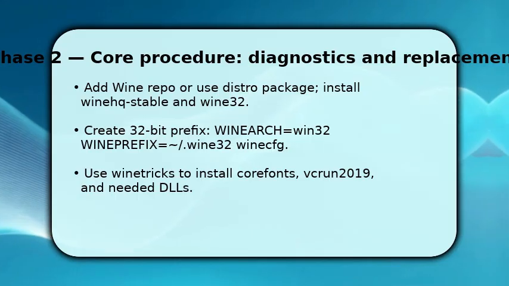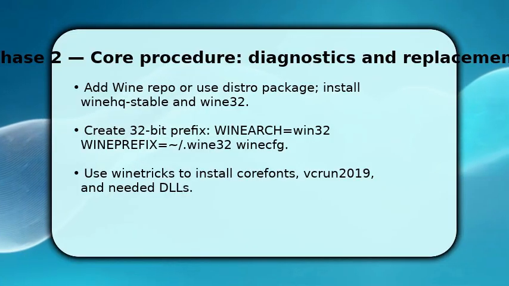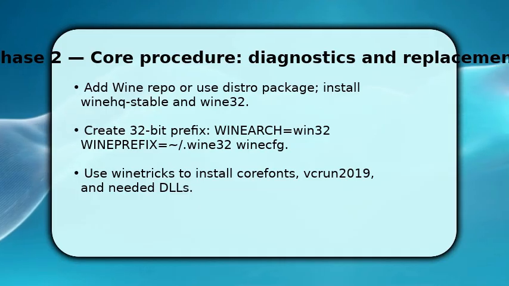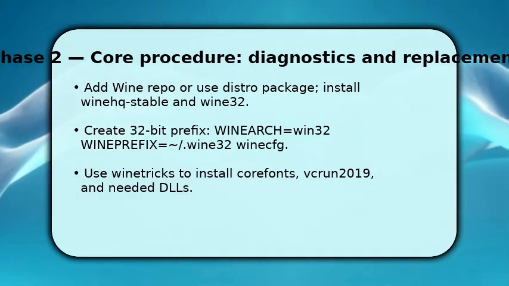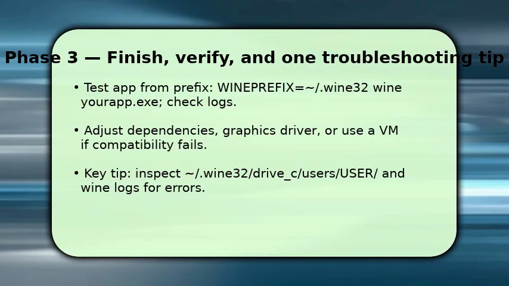This prevents system-wide conflicts. Use winecfg to set the Windows version and graphics options, then run winetricks to add corefonts, vcrun2019, .NET, or other runtime libraries your app requires. Once configured, install the Windows program into that prefix, and finish by launching the app from the configured prefix and observing the terminal output for missing DLLs or permission errors.